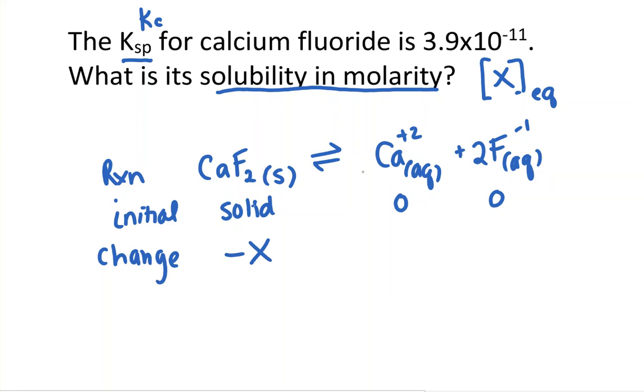And then we use the coefficients. On this step, we always use the coefficients here to get the number of X. And so that's why it's just minus 1X there. But here it'll be plus X, and for the fluoride, it will be plus 2X.